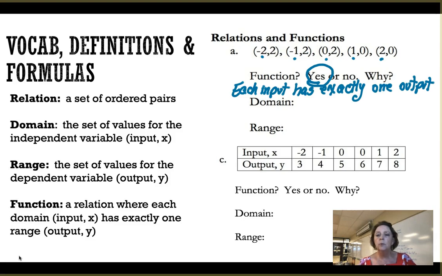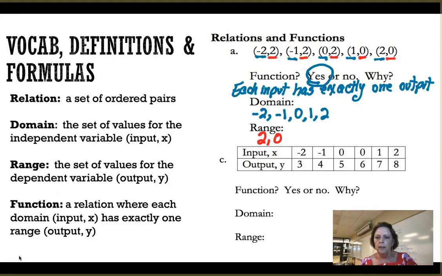Now to list the domain, remember that's my x values, I just list them all out. I usually underline them as I go, but you don't have to do that. Now the range, I'm going to list that, but notice my very first three ordered pairs have the same range value, so I only have to list that once. And my last two ordered pairs have the same range value as well.